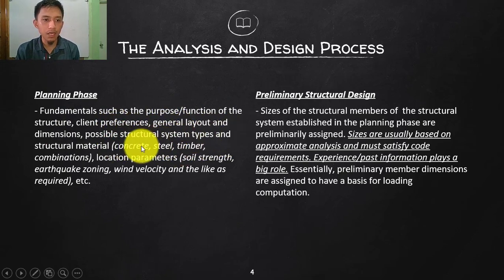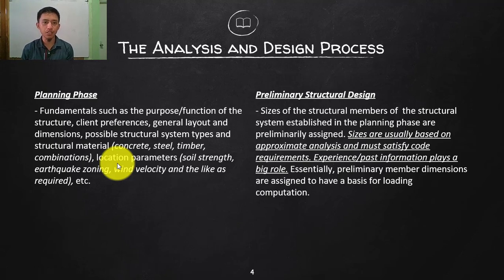And at the same time, in deciding your structural system, we are going now to incorporate the type of material we are going to use. So types of material could be concrete, steel, timber, or others, or combinations. Okay, and at the same time, we are going to establish the location parameters. If we say location parameters, that is the setup or the characteristics of the specific site where we are going to erect the proposed structure.